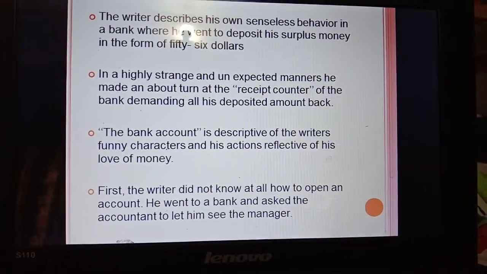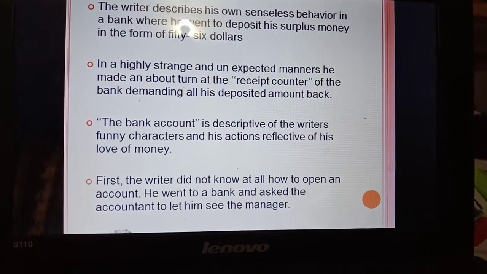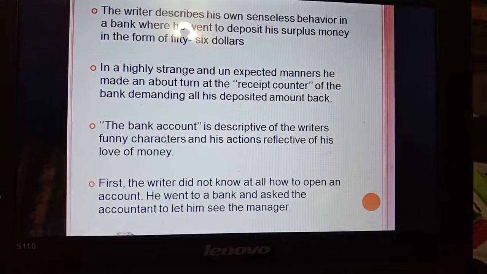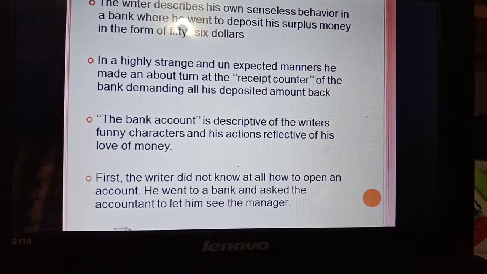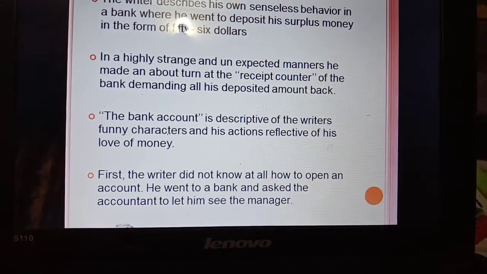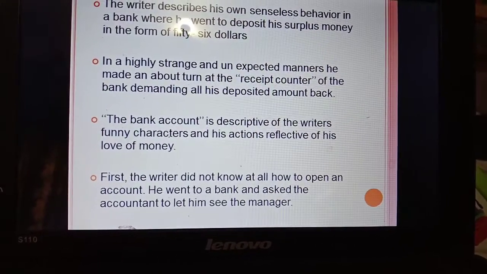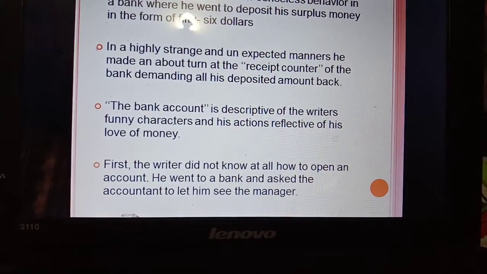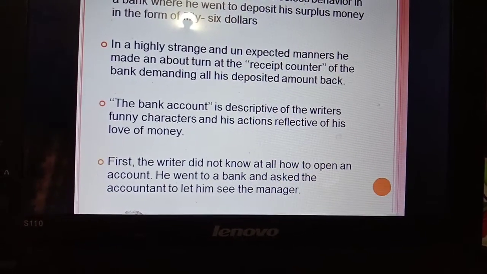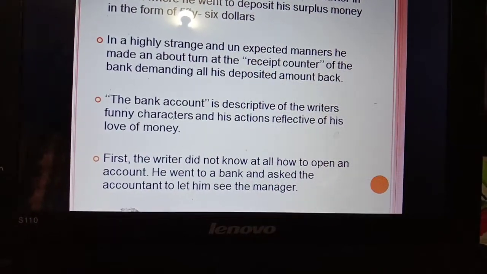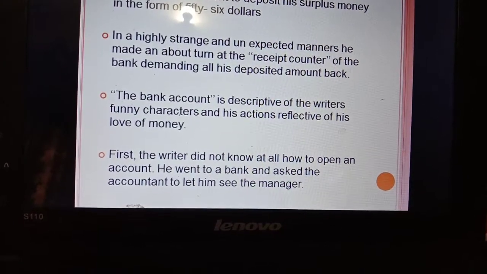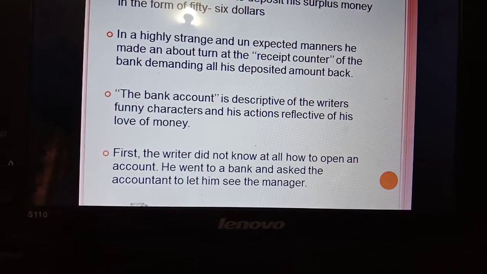The bank account lesson is descriptive of the writer's funny characters and his actions reflective of his love of money. First of all, the writer did not know at all how to open an account. He went to a bank and asked the accountant to let him see the manager.